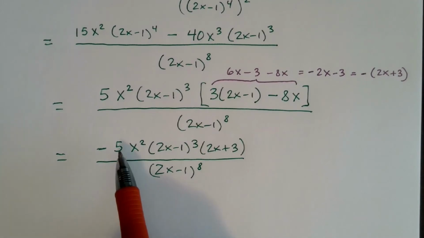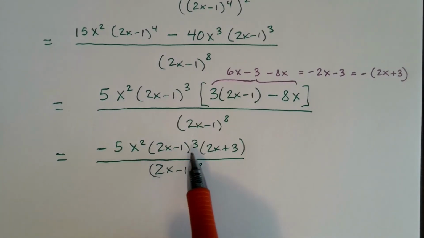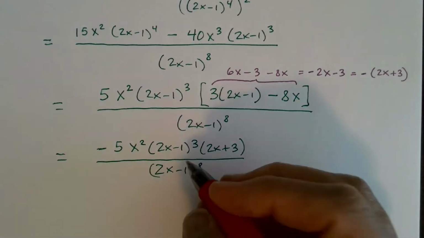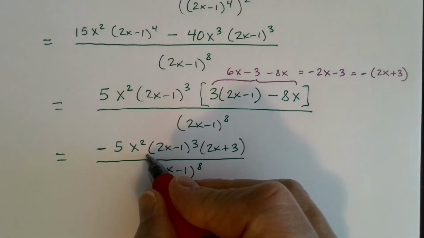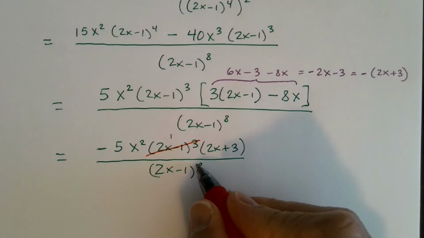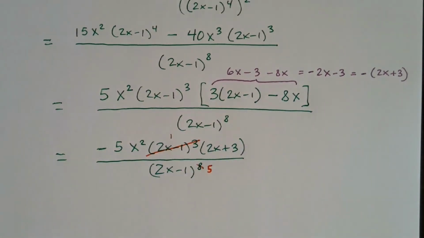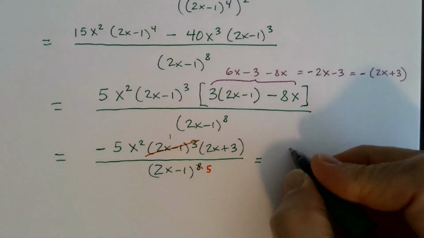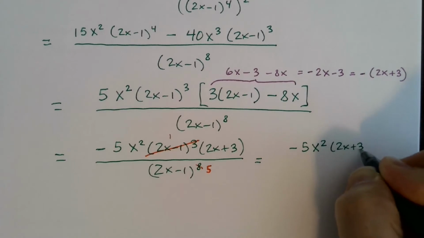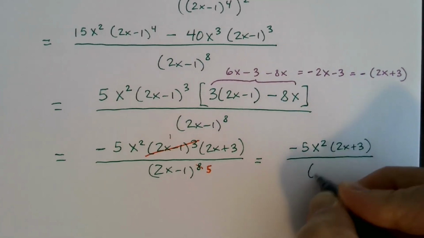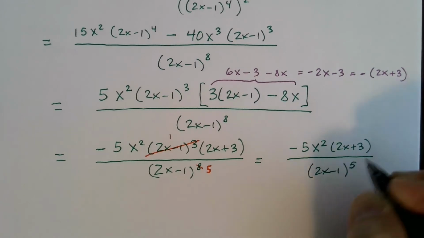Right now that I've factored the numerator, do you see any common factors in the numerator and in the denominator? Yeah, 2x minus 1, right? So how do I do that? I can cancel. I can divide numerator and denominator by 2x minus 1 cubed, and that's going to leave me what? To the 5th here. If I divide 2x minus 1 to the 8th by 2x minus 1 cubed, that gives me 2x minus 1 to the 5th. And so my final answer, simplified, is negative 5x squared times 2x plus 3, all over 2x minus 1 to the 5th power.